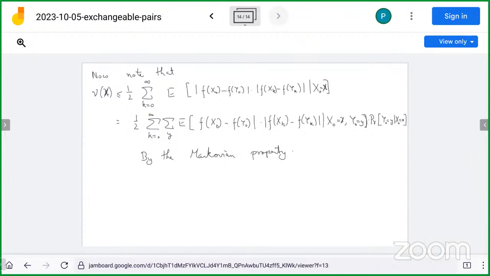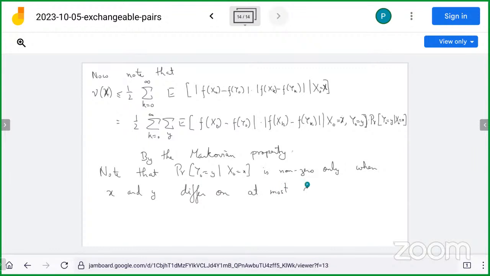But let's just see, okay, maybe let's just keep it. So note that the probability y0 is equal to y given x0 equal to x is non-zero only when x and y differ on at most one coordinate. Okay.